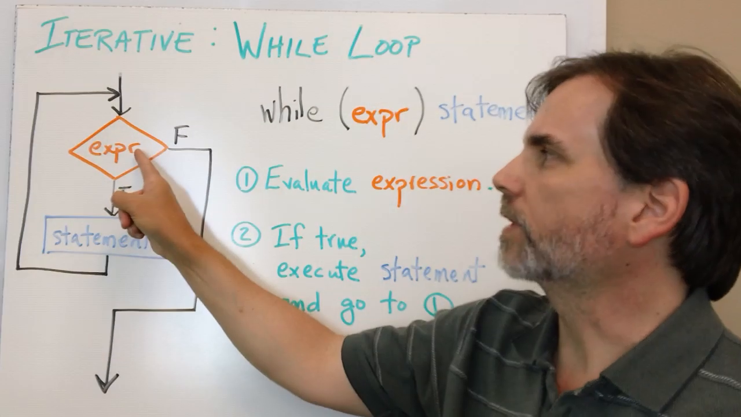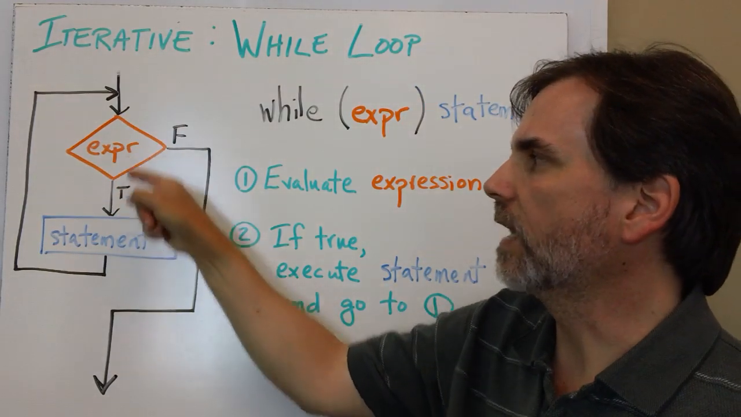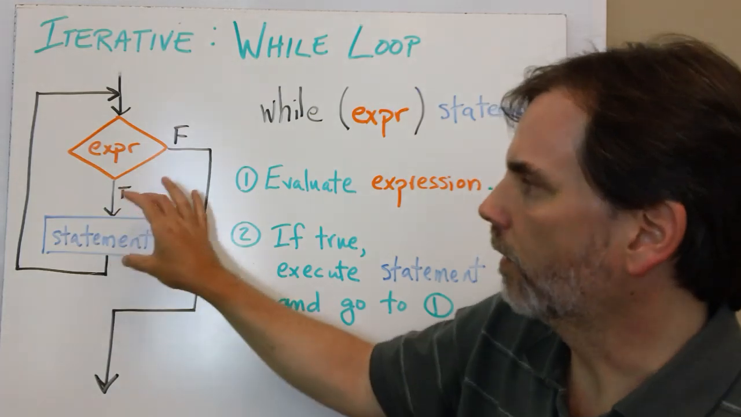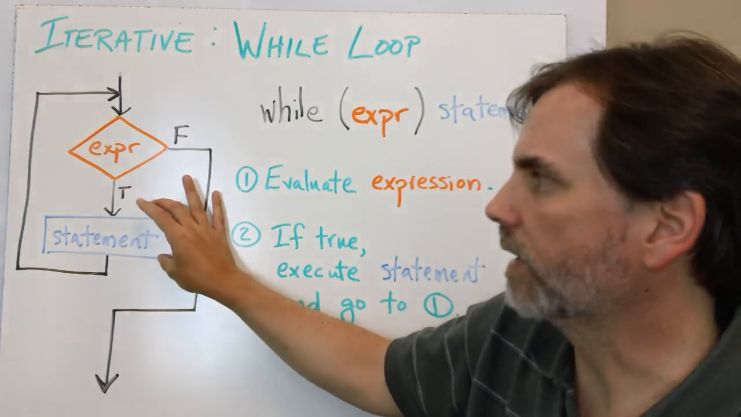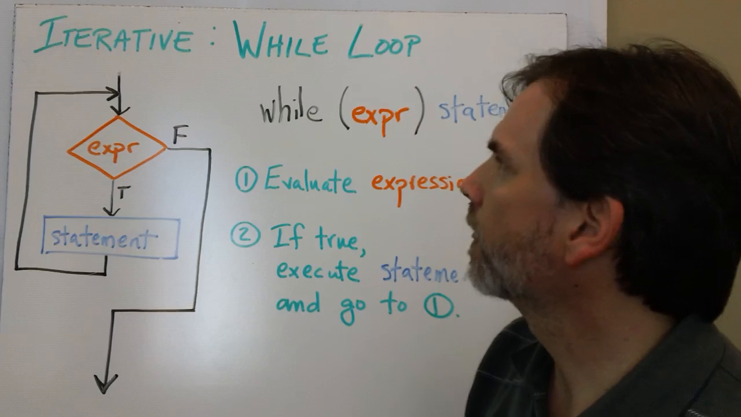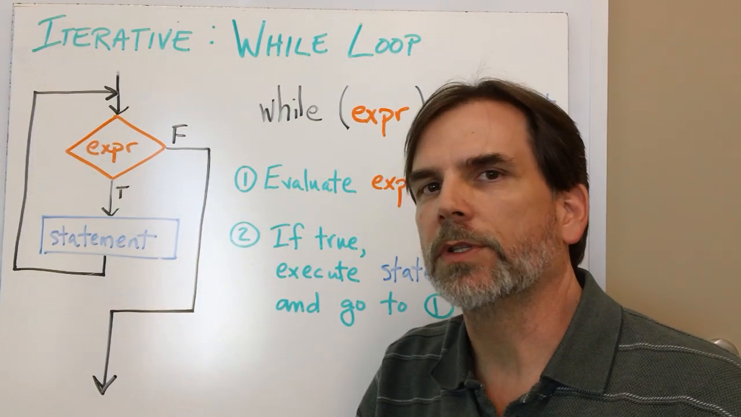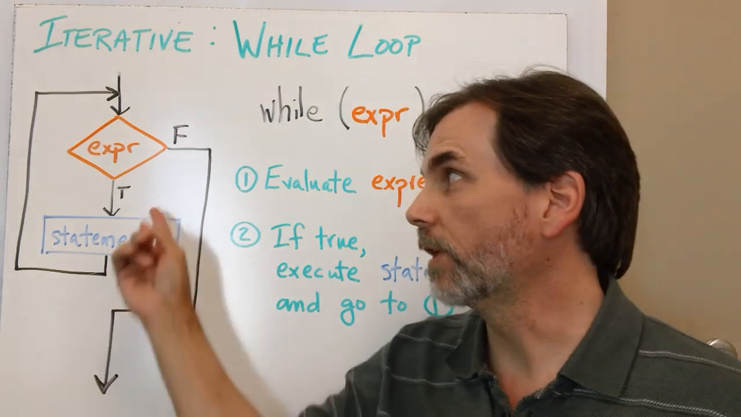So this part of the loop is called the test. It tells us whether to enter the loop or to skip the loop. The statement here is called the loop body. This is the work that's done inside the loop. C provides several different kinds of loops, and we'll talk first about the while loop, which is illustrated by this flowchart.